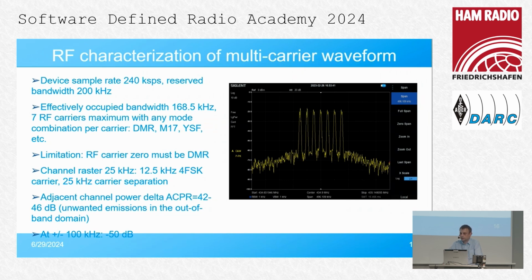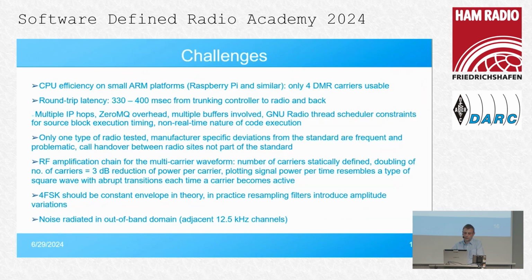The channel raster is 25 kilohertz, so each of the carriers is separated from the other one by 25 kilohertz. You'll note that the unwanted emissions in the out-of-band domain, so in the adjacent channel, are a bit high, so they're about 42 to 46 dB below the carrier power. But then at more than 100 kilohertz, that goes down. So it will be about 50 dB.